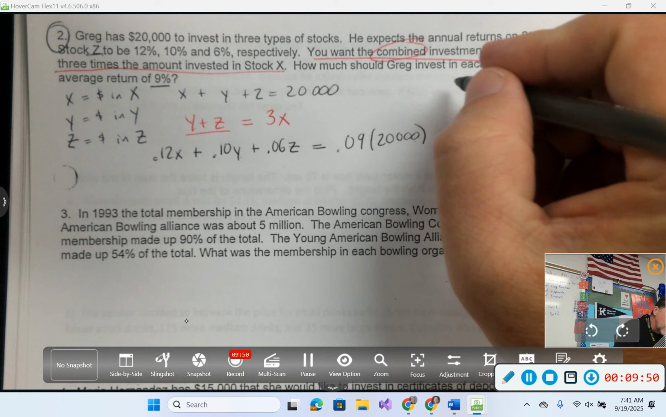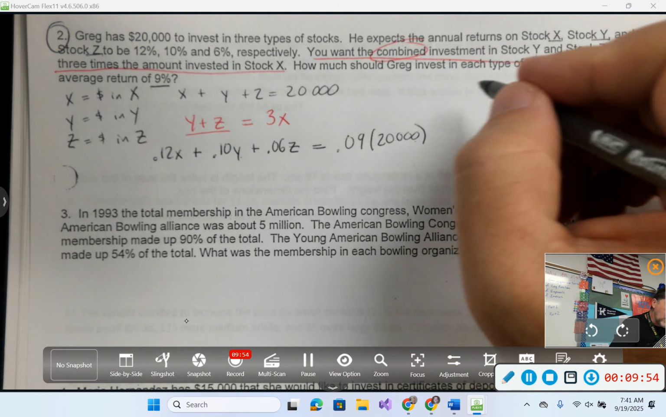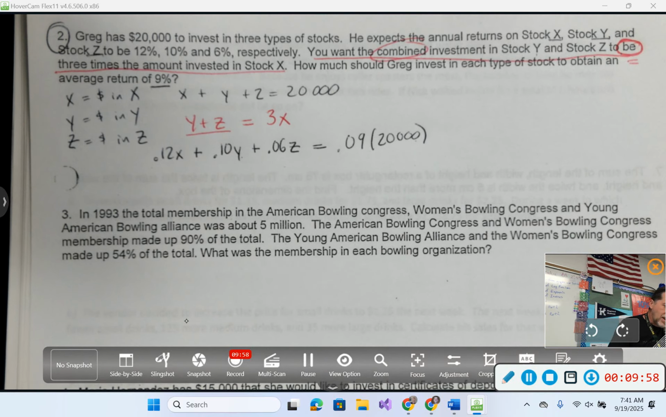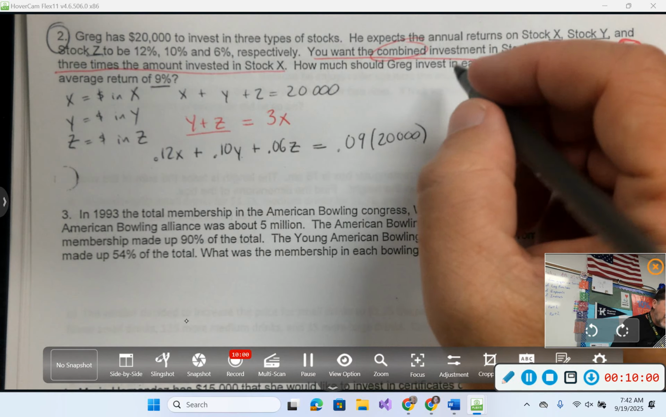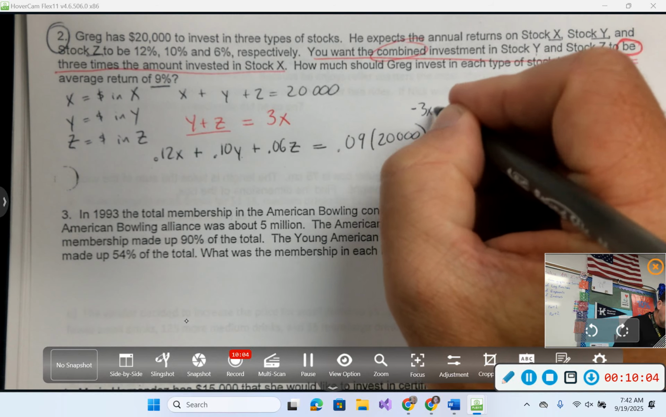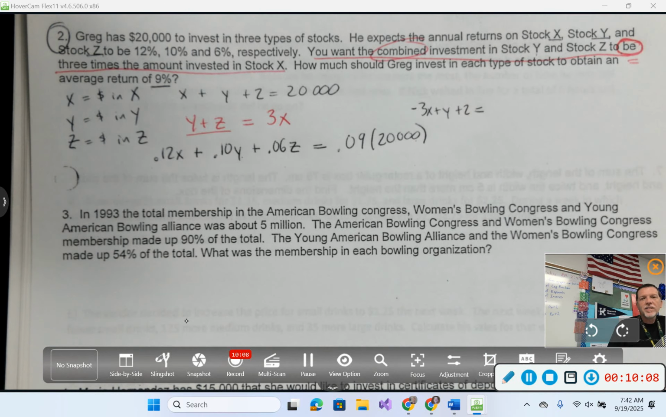Okay, so let's see if we can turn this into a matrix equation. You think we can go straight to a matrix equation? No, because you have to move the x. So negative 3x plus y plus z. What's that equal if I move the x over? 0.